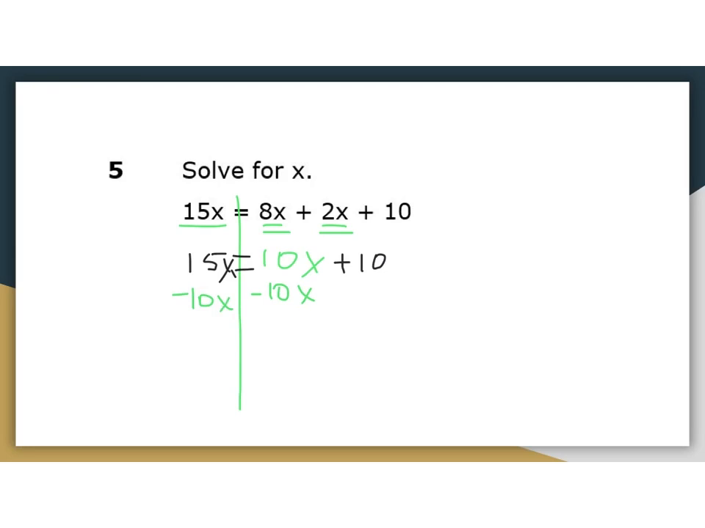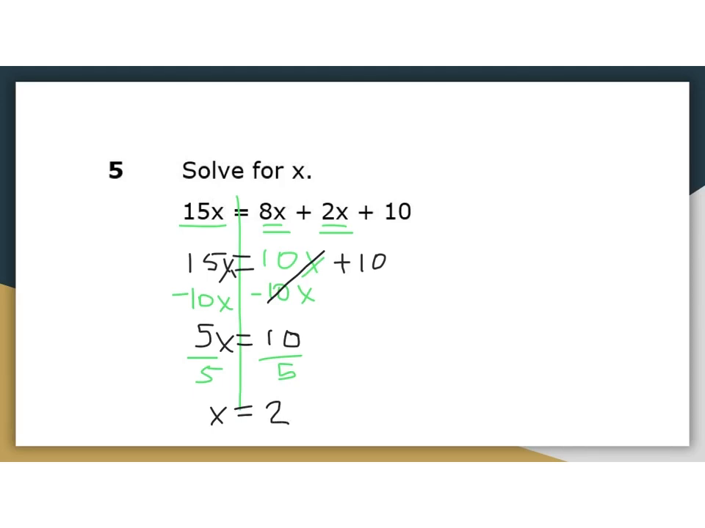This 15x minus 10x is 5x. These are gone because 10x minus 10x is 0. And I'm left with a positive 10 on the right. And then from here, it's a one-step equation. To get the x isolated, we're going to divide both sides by 5. And that's going to leave us with x equals 2.